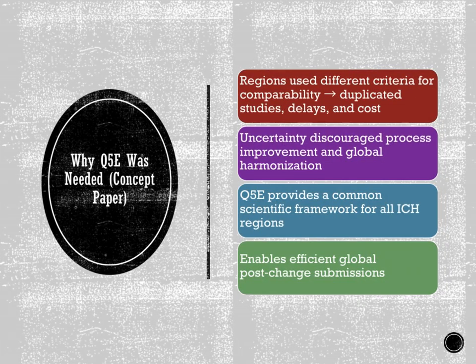Now the why. The 2002 concept paper makes it clear that Q5E was born out of real regulatory friction. Before Q5E, different regions, the US, EU, and Japan, had uneven expectations for change management. A manufacturer might need one comparability package for one regulator and a different one elsewhere. That led to slower approvals, duplicated studies, inefficient inventory use, and delays in rolling out process improvements. The concept paper proposed a harmonized scientific approach. Start with quality comparability, and only move to safety or efficacy studies when quality alone can't answer the question. So Q5E is essentially the international solution to a global inconsistency problem.